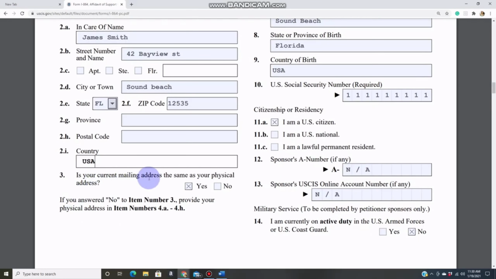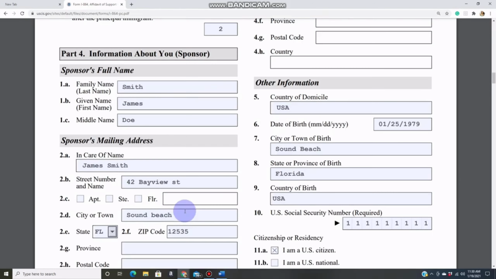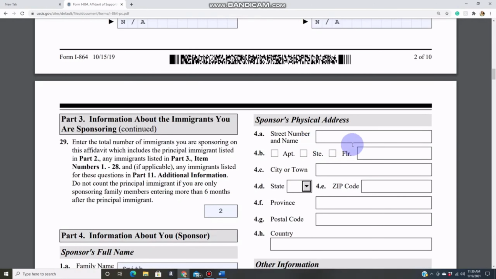Is your current mailing address the same as your physical address? Since my current mailing address and my physical address are the same, I tick yes. But if your mailing address and your current physical address are not the same, you must tick no and you must provide the information in item number 3 and items 4.a to 4.h. Since my physical address and my mailing address are the same, I will write N/A in the spaces provided.